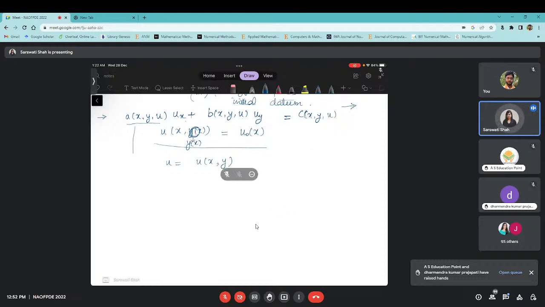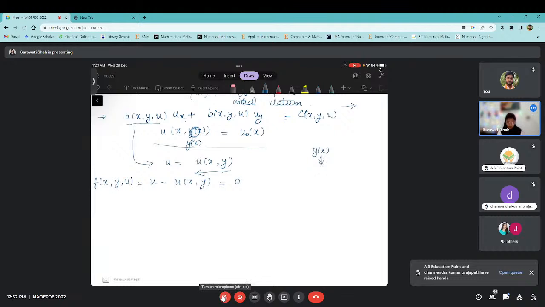What will be the form of the solution of this PDE? u equals u(x, y). Move the right hand side to the left hand side, so it can be written as u minus u(x, y) equals 0. Suppose this is f(x, y). If y is a function of x, then what does it represent? It represents a curve in 2 dimensions. And if u is a function of two independent variables, then what does it represent?